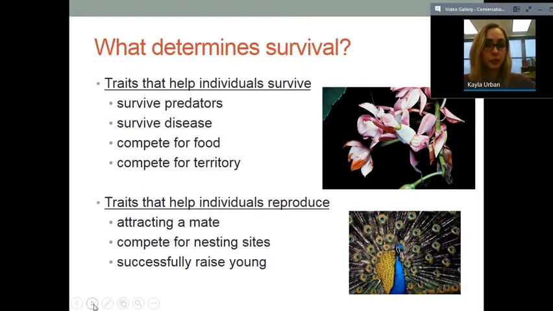So what determines survival? Traits that can help an individual survive are an ability to survive a predator, the ability to survive a disease, the ability to successfully compete for food or compete for territory. Traits that can help an individual reproduce are the ability to attract a mate, which here you have this peacock, and that is, the tail is specifically for attracting a mate, and the ability to compete for nesting sites, and the ability to successfully raise their young.